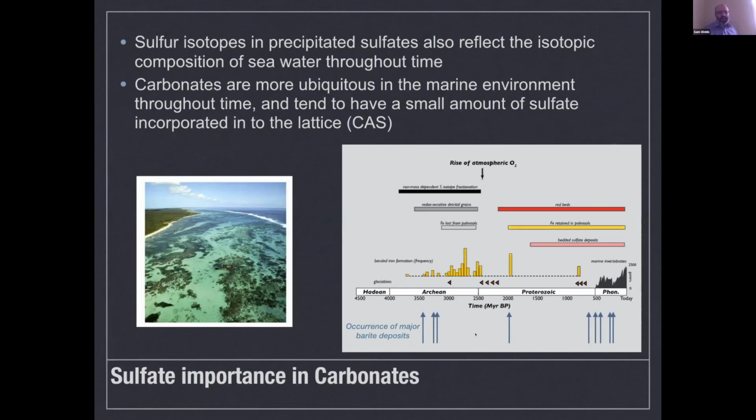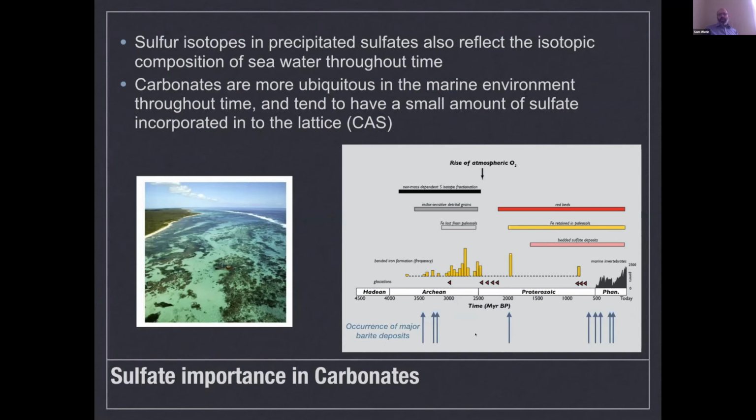So it would be nice if we had a different type of proxy that could fill in these billions of years of time in between where we have very solid evaporite deposits. Carbonates are a more ubiquitous type of rock found in the marine environment throughout time. And they tend to have small amounts of sulfate that can be incorporated into the carbonate lattice. This is often called carbonate-associated sulfate, or CAS, as we'll abbreviate it for the rest of this talk.